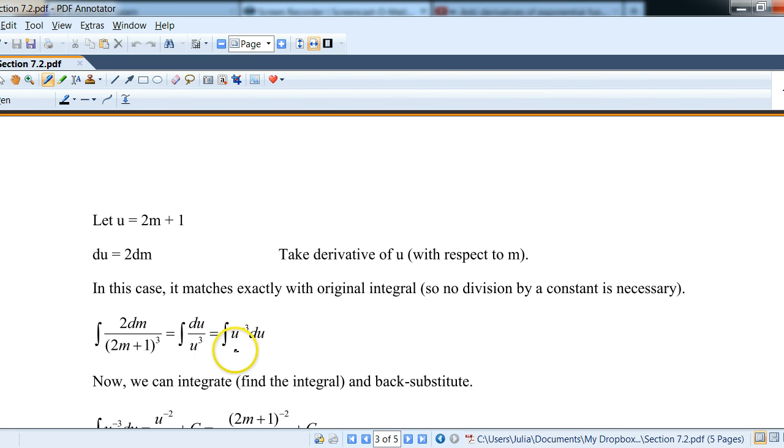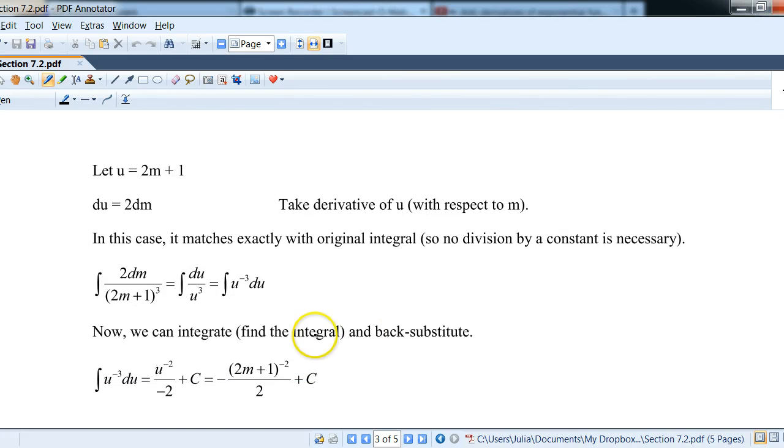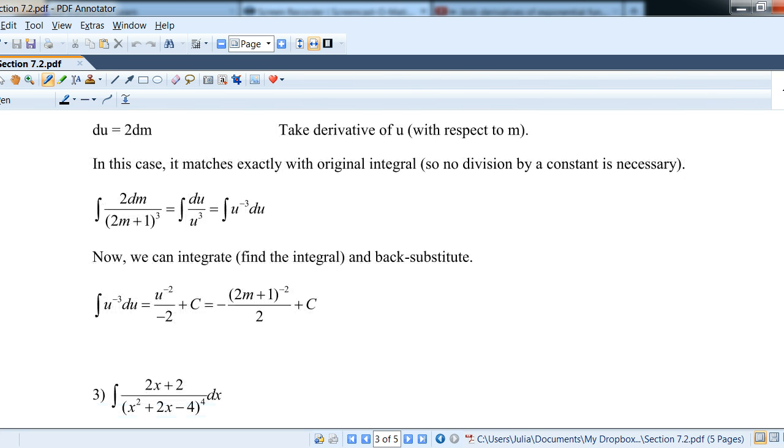That's equal to u to the negative 3rd power. We have to do that to use the power rule. Bring that up. So now we can integrate it and back substitute. So u to the negative 3, we can use the power rule. So increase the power by 1. So we get u to the negative 2 divided by negative 2 plus a constant, which if you ever divide by negative, usually I pull that out on the front of the function. So we get 2m plus 1 to the negative 2 power divided by 2 plus a constant. Don't worry too much about negative exponents in this section. I think you can leave them in if needed.